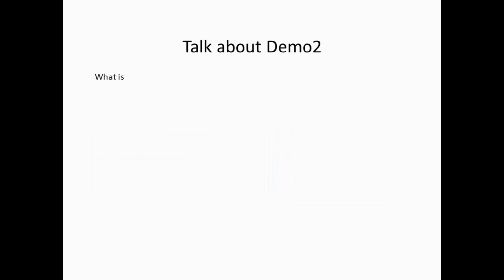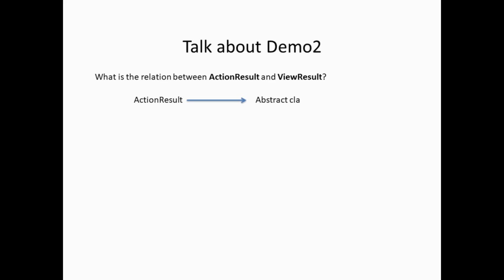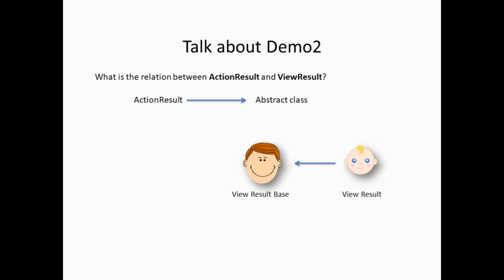Next, what is the relationship between ActionResult and ViewResult? ActionResult is an abstract class. ViewResult is the grandchild of ActionResult. Grandchild because ViewResult is the child of ViewResultBase and ViewResultBase is the child of ActionResult.